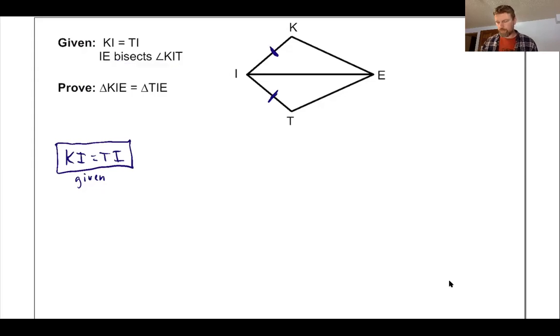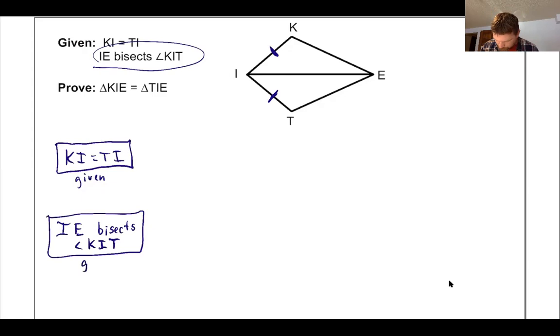All right. The other thing I know is IE bisects angle KIT. That's a word we might not have heard of for a while. Bisects means cut in half, but that's something I know, so I'm going to write it here. IE bisects angle KIT.